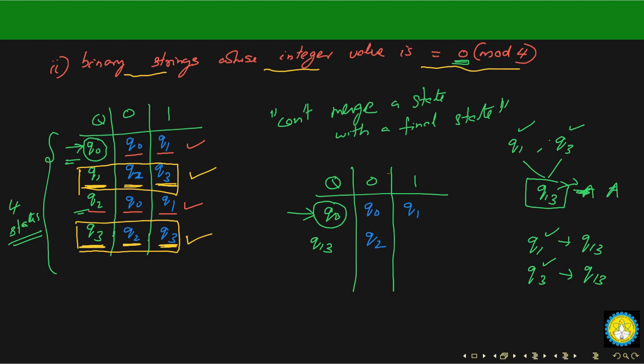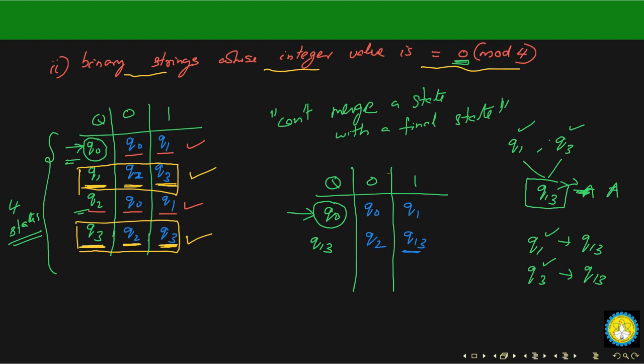So for transition 1 here I have Q3. So I don't have Q3 anymore. So I'll be having Q13 instead. So this is very important. Whenever you see a Q1 or a Q3, you have to call it as Q13 because they are merged.